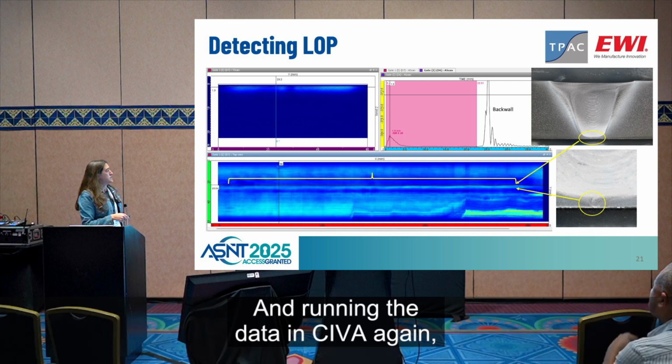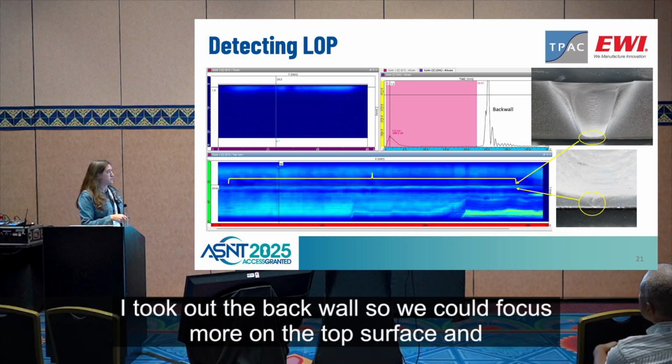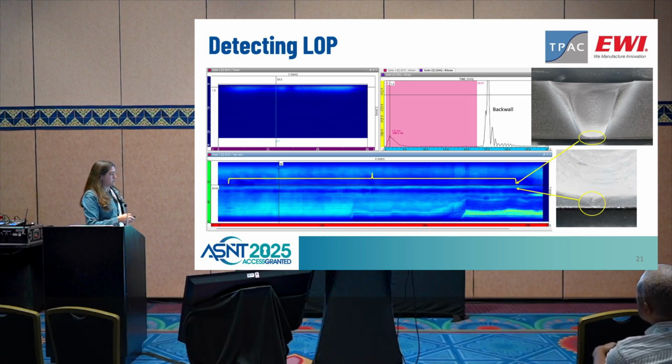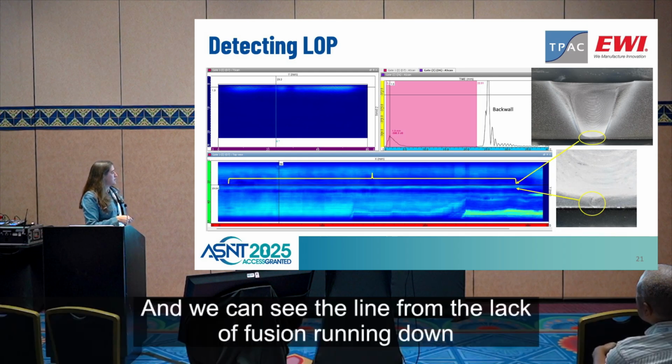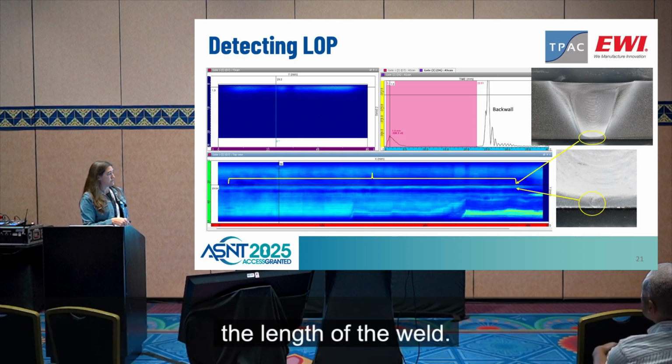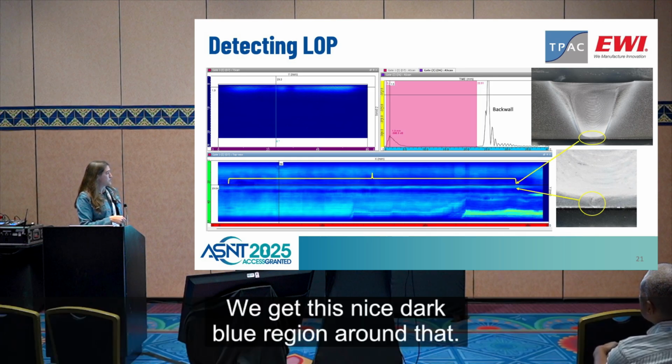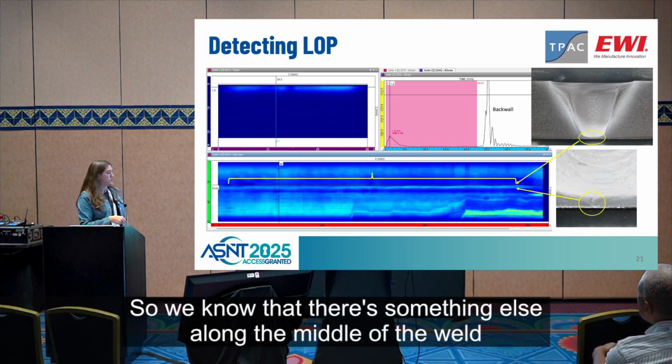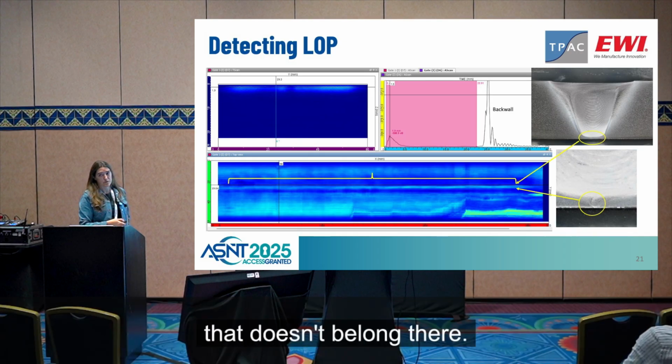Running the data in CIVA again, I took out the back wall so we could focus more on the top surface and turn the gain up a little bit. And we can see the line from the lack of fusion running down the length of the weld. We get this nice dark blue region around that, so we know that there's something else along the middle of the weld that doesn't belong there.